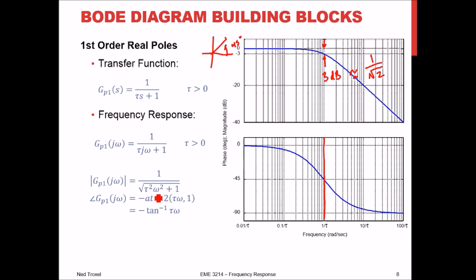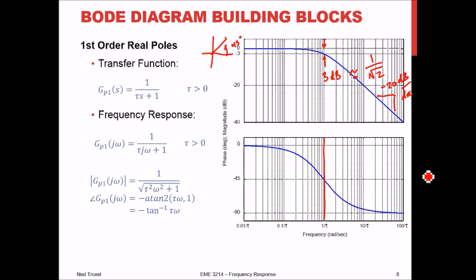The magnitude is 1 over the square root of tau squared omega squared plus 1, and the formula for the angle is going to be arctangent of tau omega divided by 1, because the real part on the bottom is 1. But what you'll see, again, just in general, a pole will have a nice flat response towards 0, like this. And as you go towards infinity, this is going to be a fall-off rate of minus 20 decibels per decade.